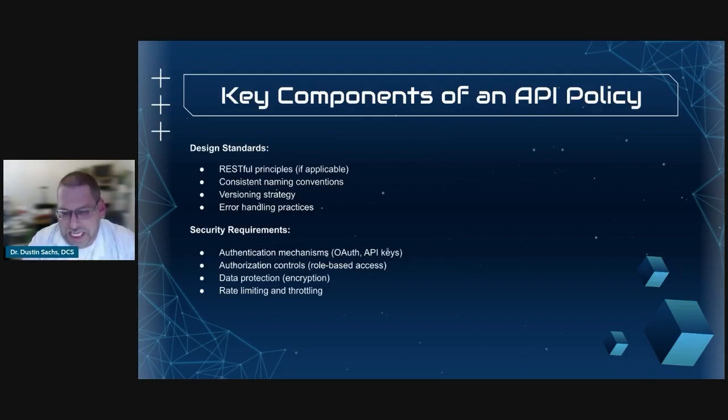So what are the key components of an API policy? Well, the first thing you always want to make sure your API policy has is design standards. You want it to talk about what principles exist. What are the guidelines for how it should be designed? Is it going to abide by RESTful principles? What's the naming convention? It's a lot easier to track, monitor, manage, and control the inventory of your API assets if you use a consistent naming convention.